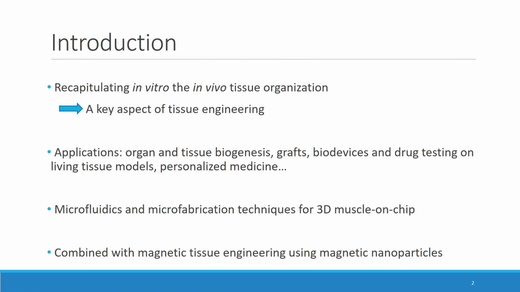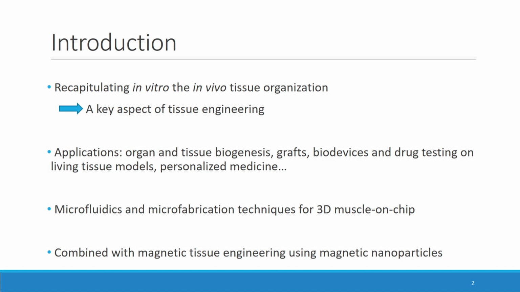Being able to recapitulate in vitro the in vivo tissue organization is one of the main challenges of tissue engineering, and it could lead to many biomedical applications, such as organ and tissue biogenesis, which in turn would lead to the development of new types of grafts, and would also allow us to test biodevices and drugs on these living tissue models instead of on animals or human patients. And it could even unlock new possibilities for personalized medicine.